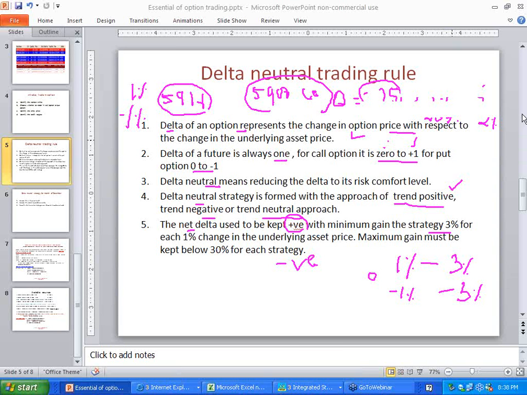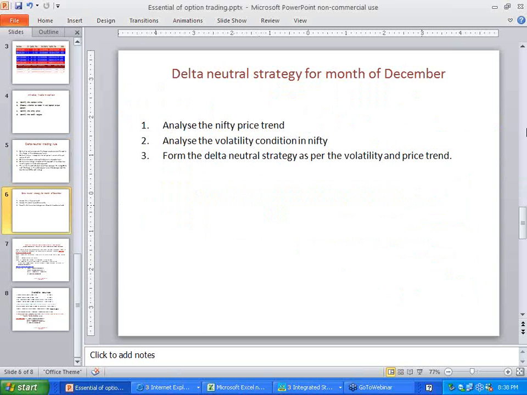Let me analyze one trade and do accordingly. Here I have delta neutral trading. I have explained what the rules are. So what are the things we have to do? Analyze the Nifty. We are going to form a Nifty delta neutral strategy for the month of December. Analyze the Nifty price trend, analyze the volatility condition in the Nifty and form the delta neutral strategy as per the volatility and price trend.